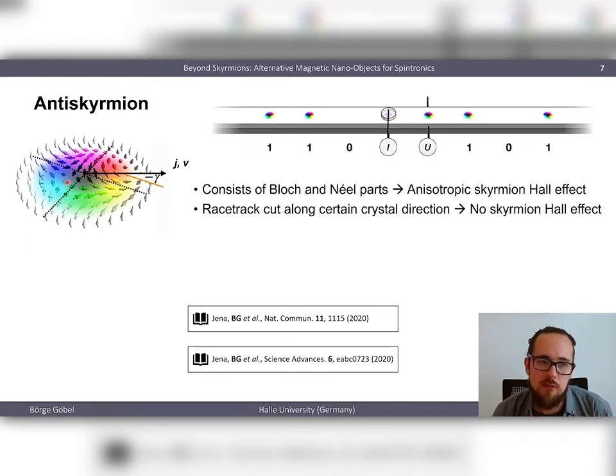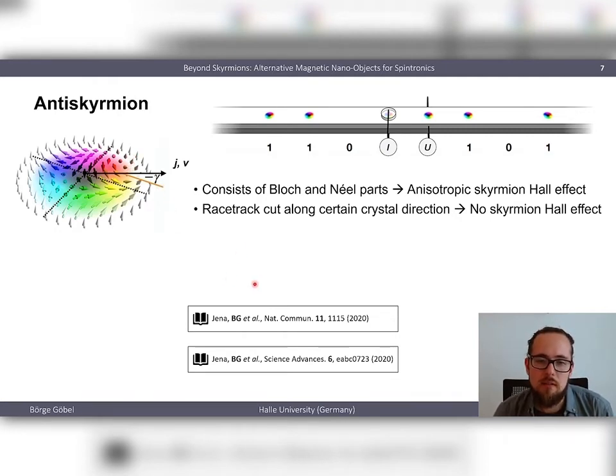And for example, you can see here along this line, it looks like a Néel domain wall as well. And when you would look along this line here, it would look like a Bloch domain wall. So this means when you apply your current along different directions, the antiskyrmion will behave differently.